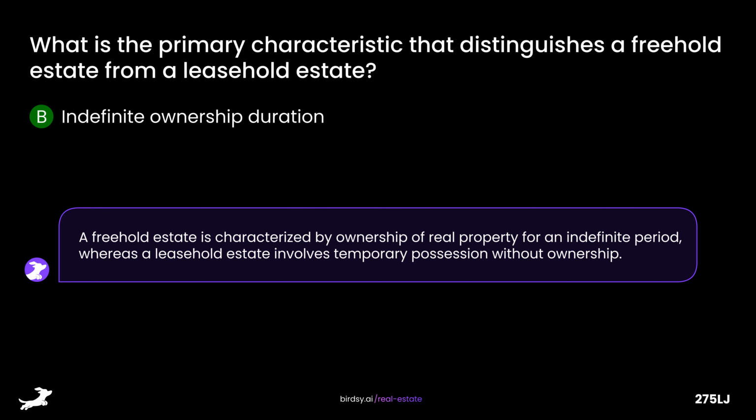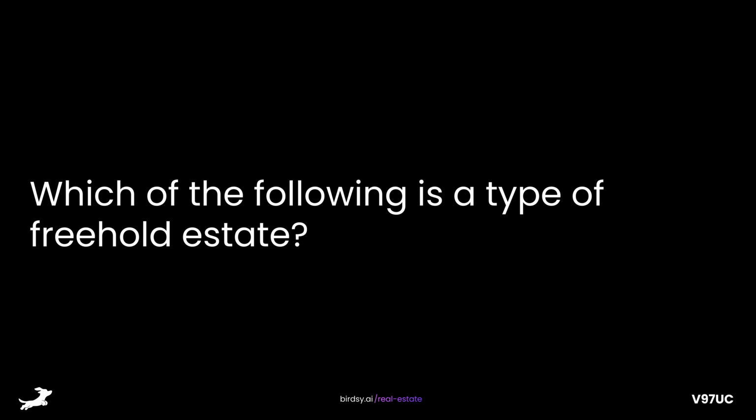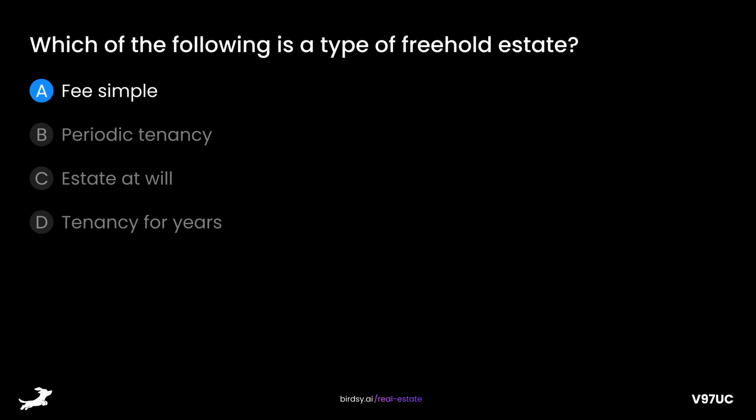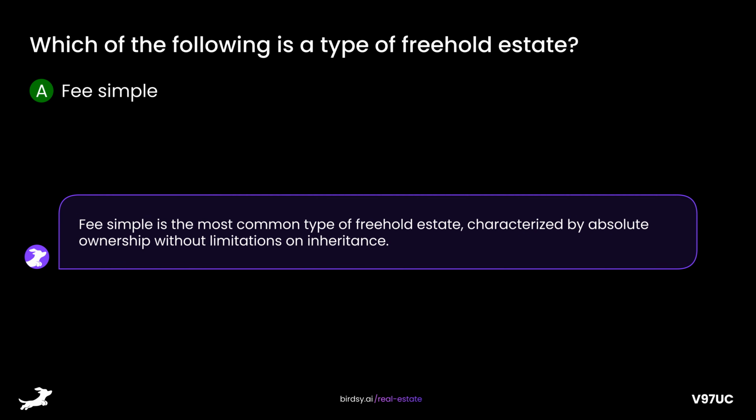A freehold estate is characterized by ownership of real property for an indefinite period, whereas a leasehold estate involves temporary possession without ownership. Which of the following is a type of freehold estate? Is it A, fee simple, B, periodic tenancy, C, estate at will, or D, tenancy for years? The answer is A, fee simple. Fee simple is the most common type of freehold estate, characterized by absolute ownership without limitations on inheritance.